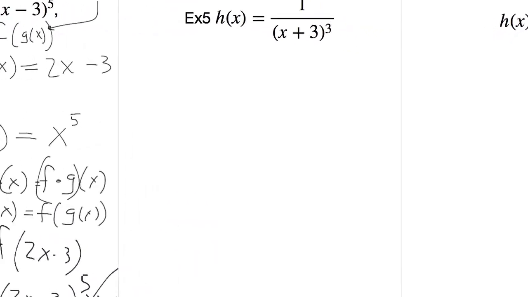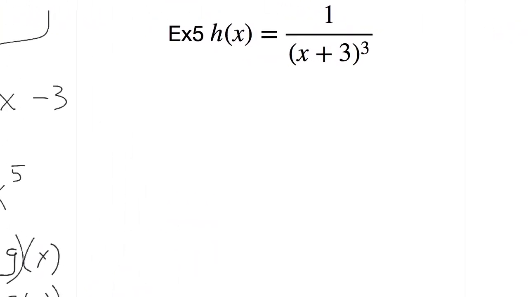Let's do that again over here with this function, this definition of h of x. Well, order of operations. If we had x, then we would first add 3, and then raise it to the 3rd power, and then take the reciprocal, or put it in a fraction, 1 over x.